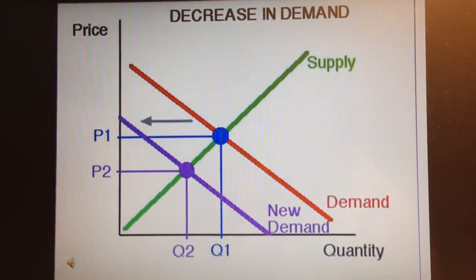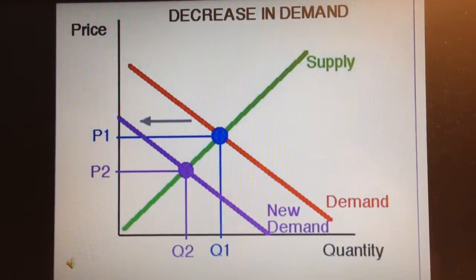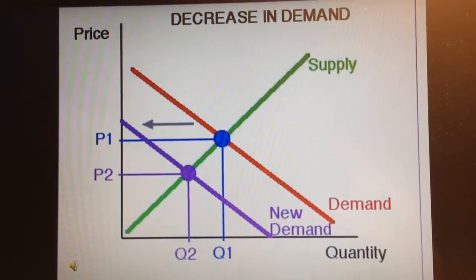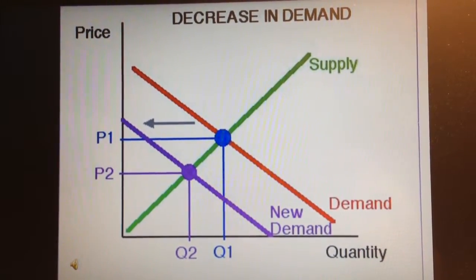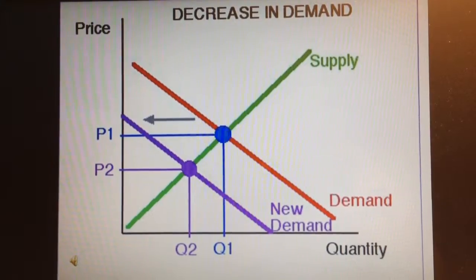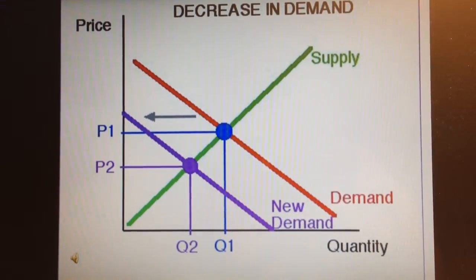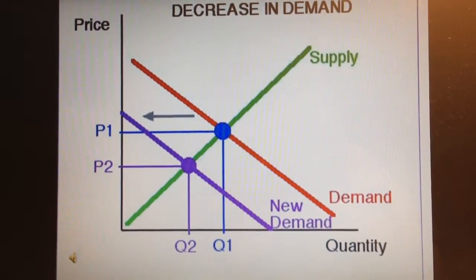The answer is that the demand has decreased due to a decrease in taste. This is represented by a shift of the demand curve to the left, resulting in an equilibrium point with a lower price and a lower quantity.